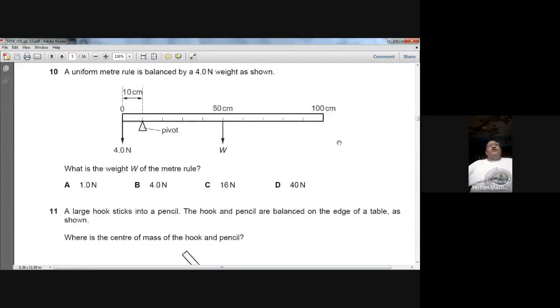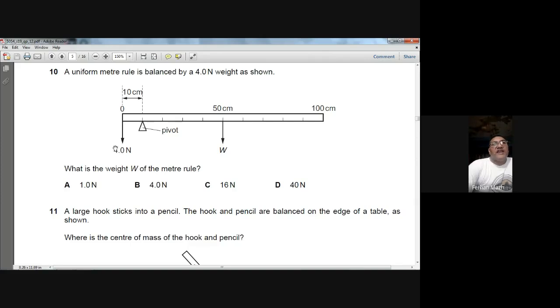Okay, on your screen we have question number 10. A uniform meter rule is balanced by a 4 Newton weight as shown. What is the weight W of the meter rule? Here on this diagram you can see that we have a meter rule. It's balanced on this pivot. On this left end we have hung a weight of 4 Newton, and on this 50 centimeter mark we have the center of gravity of the ruler. Here its weight is acting. The pivot is at the mark of 10 centimeter.